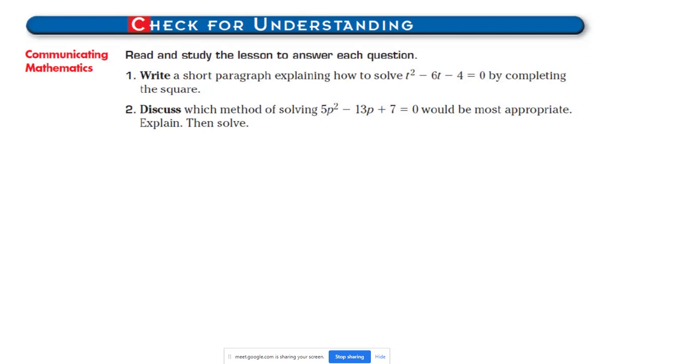So this is the 4-2 problems. Number 1 says, write a short paragraph explaining how to solve t squared minus 6t minus 4 equals 0 by completing the square. So the main idea with completing the square is you want to just have t's on the left side and all your numbers need to be gotten on the right side. The other thing is you can't have another number out in front of the t squared other than a 1. If there is, you got to divide it out. So that's the first step, is to make sure you only have a 1 coefficient in front of the t squared term and all your numbers are on the right side.